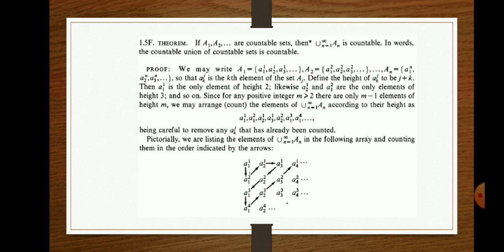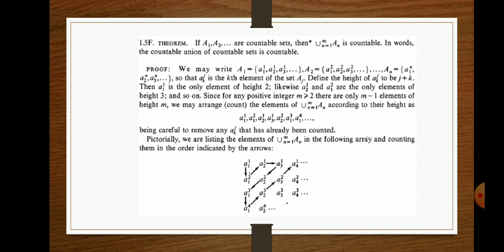Now we define the height of the element Akj to be j plus k. Just add the suffix and prefix. Then A11 is the element of height 2. Likewise, A21 and A12 are the only elements of height 3, and so on. For any positive integer m greater than or equal to 2, there are only m minus 1 elements of height m. So now we can arrange the elements of the union of An according to their heights.